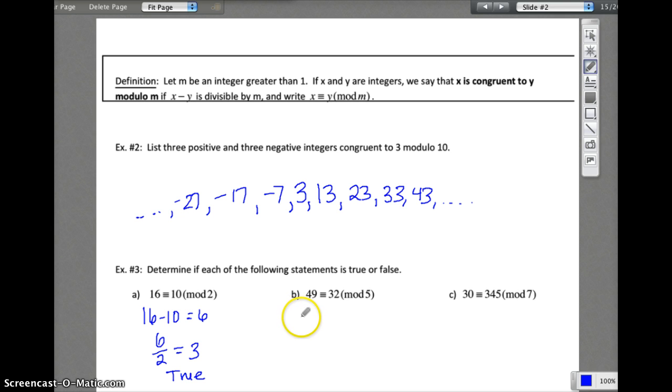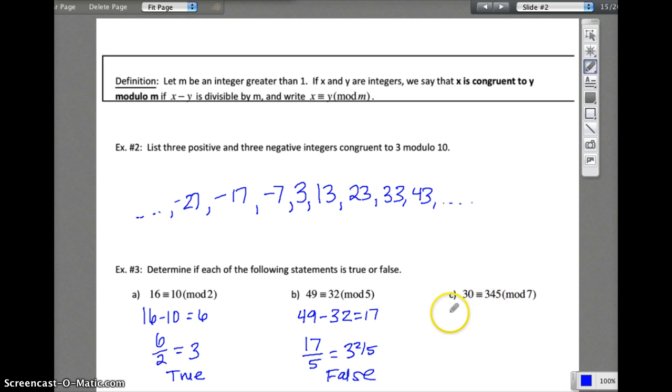How about 49 and 32 mod 5? If you take 49 minus 32, we get 17. Well, when you try to take 17 and divide by 5, it doesn't come out to be a whole number. It goes in 3 and 2/5. It has some leftover stuff, right? That means that these numbers are not congruent mod 5. They don't have the same remainder when you divide by 5.